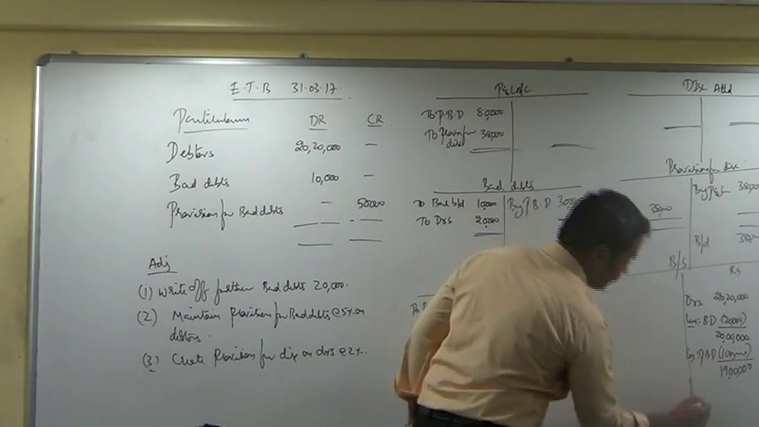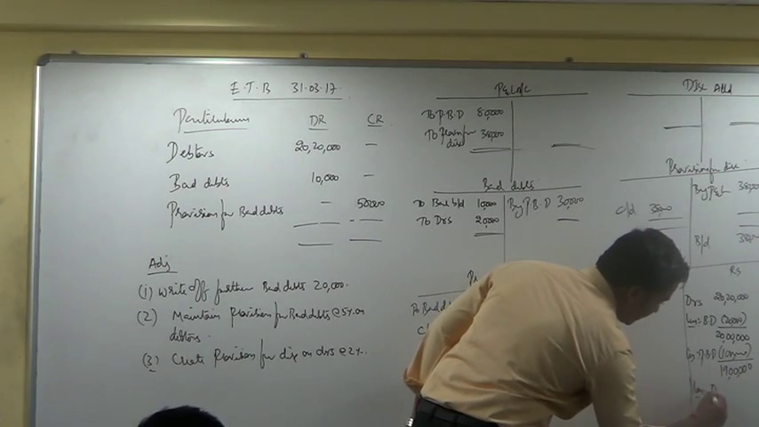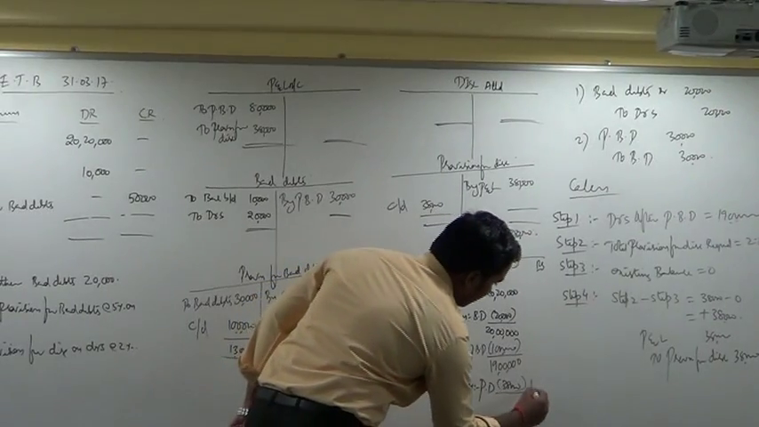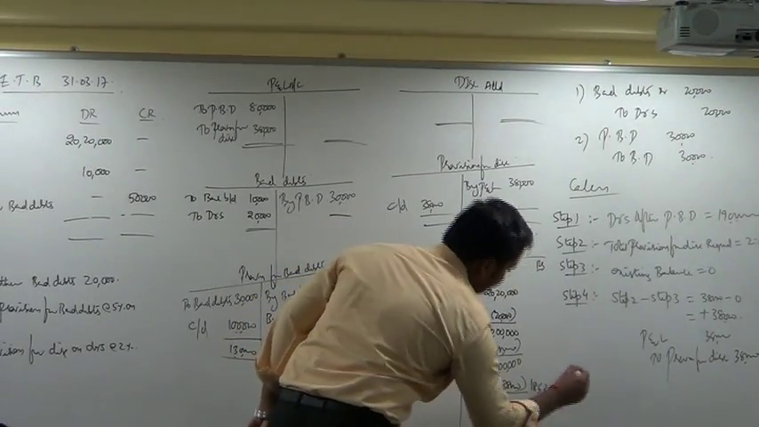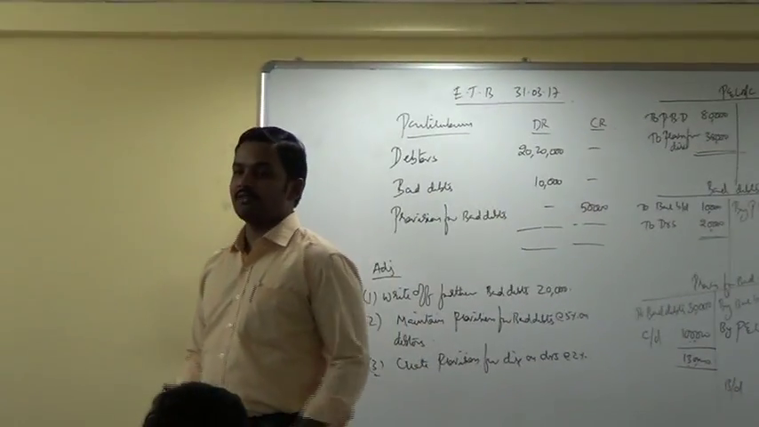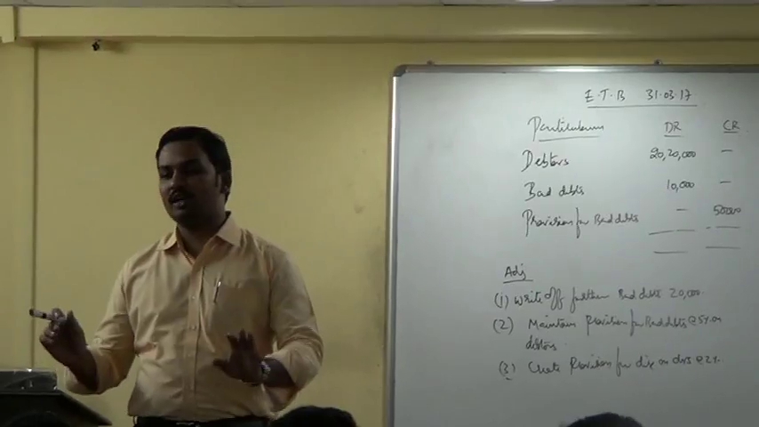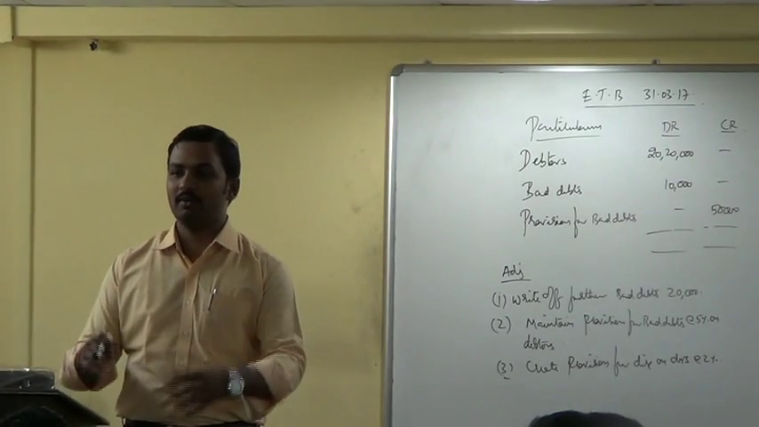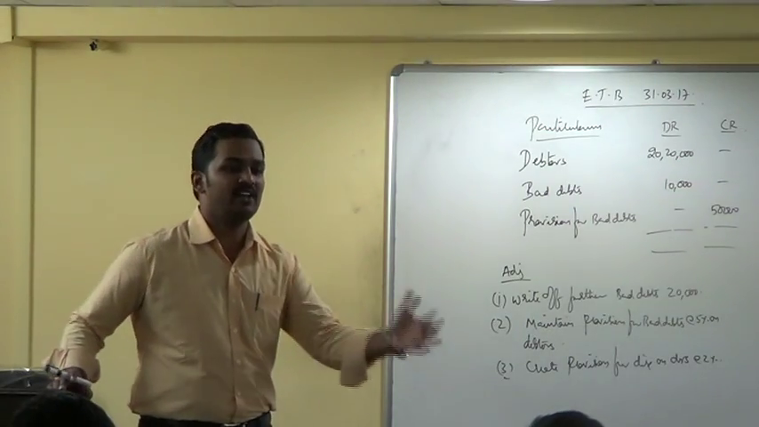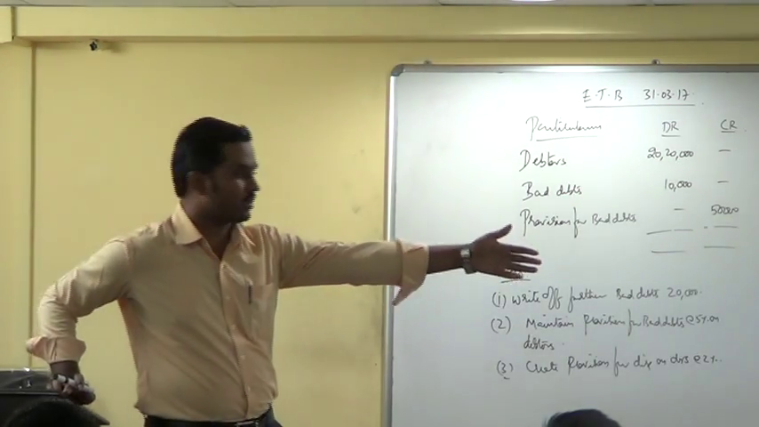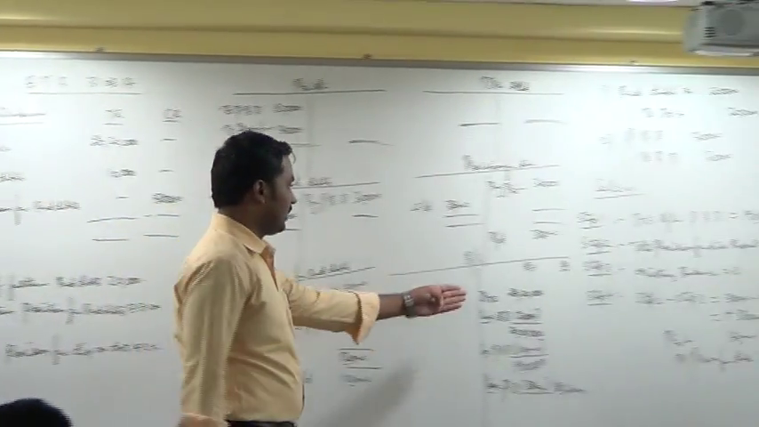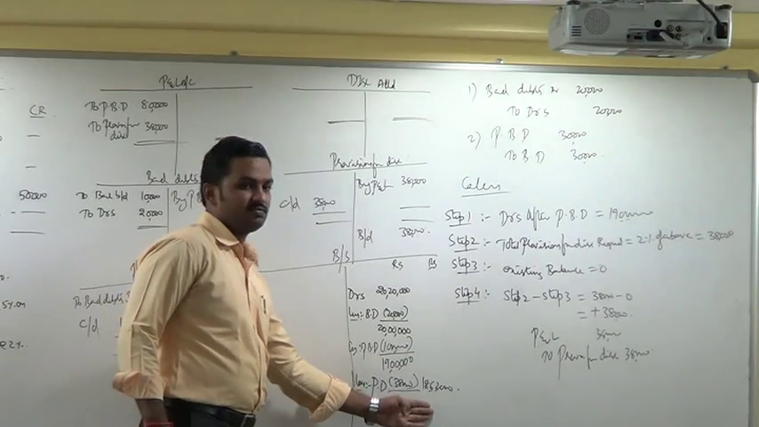Profits show our credit balance, so we will show it here. Provision for discount 38,000. Outer column 18,62,000. So we expect out of 20 lakh debtors, 1 lakh will not be collected in the form of bad debts. Out of the remaining 19 lakhs, we expect to lose 38,000 in the form of discount. Net, we expect to collect only 18,62,000 rupees out of 20,00,000.